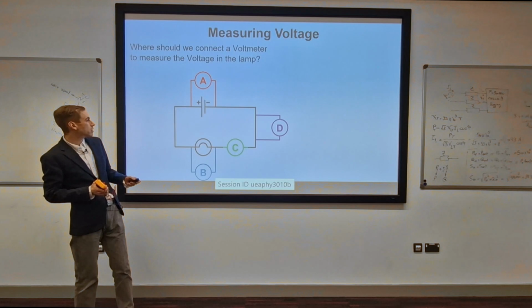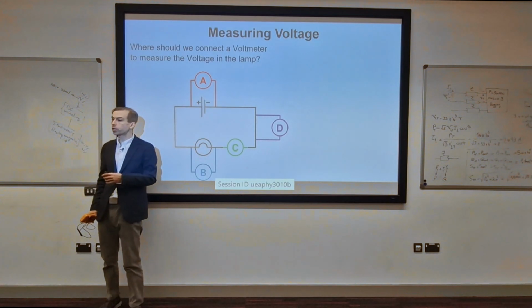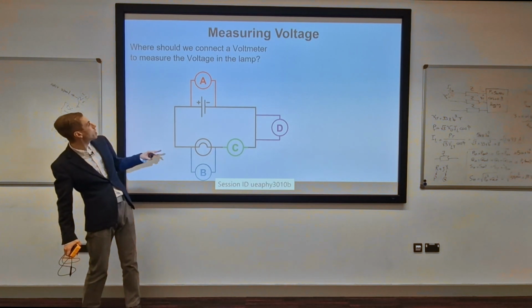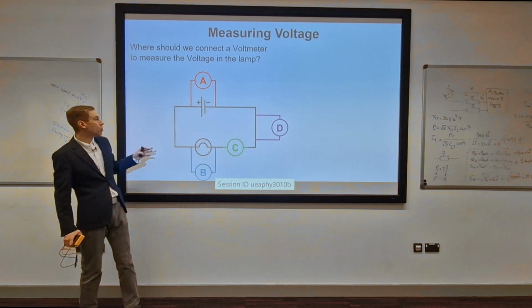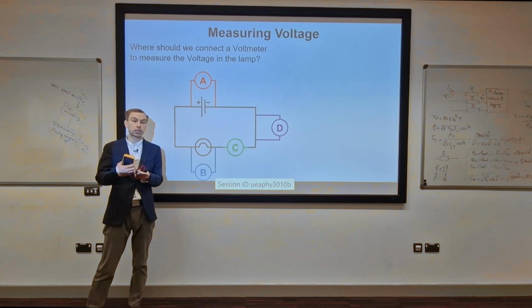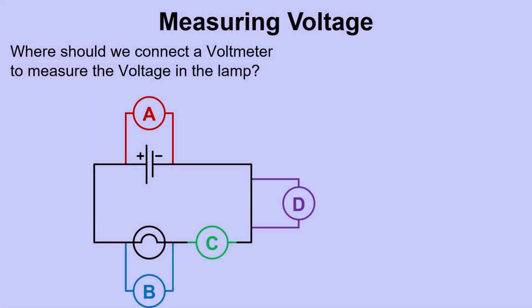So let's bring back that circuit diagram here. So same circuit diagram as before that we saw for current. But what we're thinking about now is we want to measure the voltage in the lamp. Okay, so which of these places would we want to connect a voltmeter if we wanted to measure the voltage? Okay, so same diagram, but different question, okay? Let's see what everybody thinks for this one.